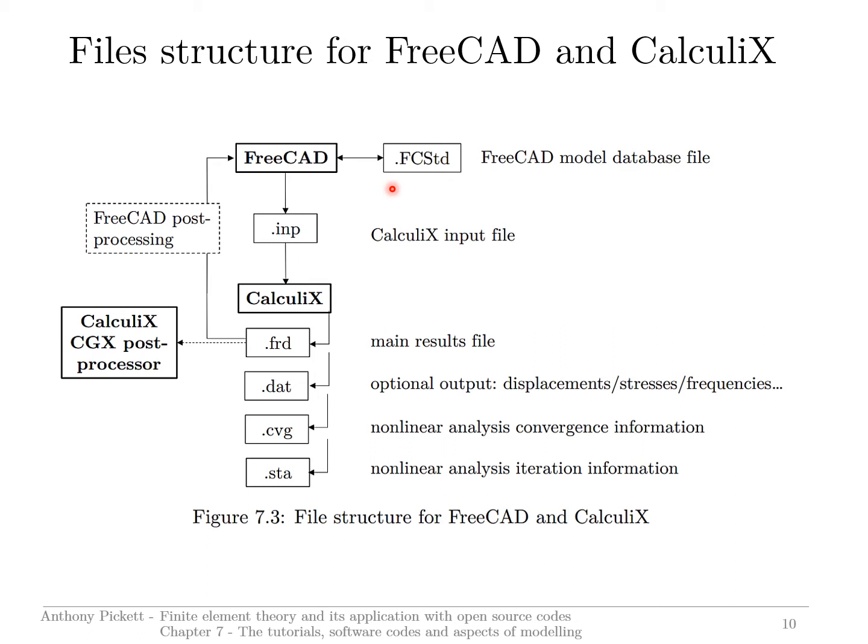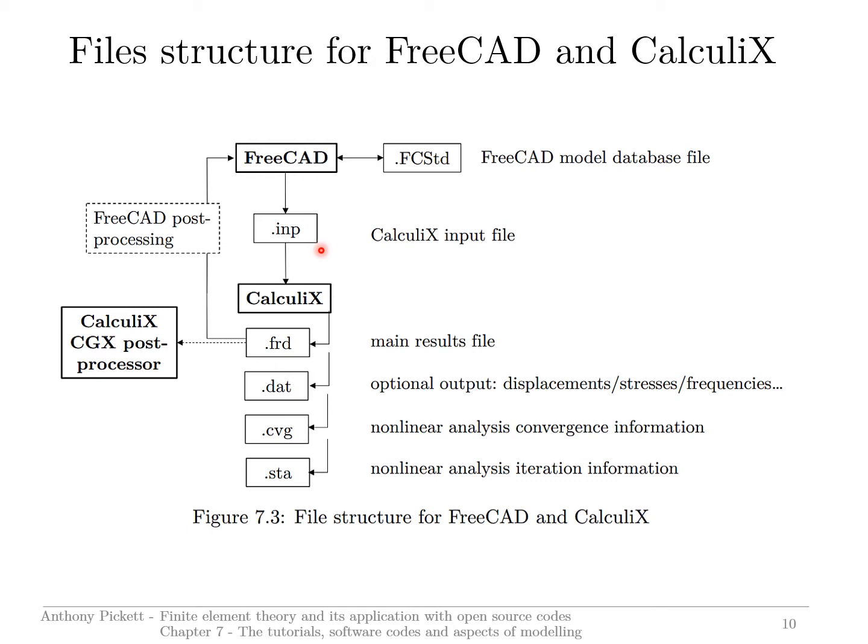If you do an analysis, it will write out a .inp file. So this is the file that's written out by FreeCAD when doing a Calculix analysis. This file is in ASCII format, so you can read it and modify it. This file is a binary file. You cannot do anything there.